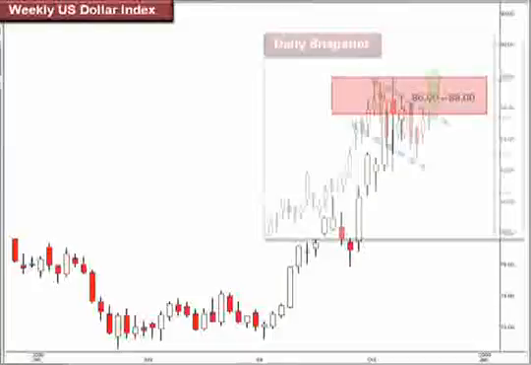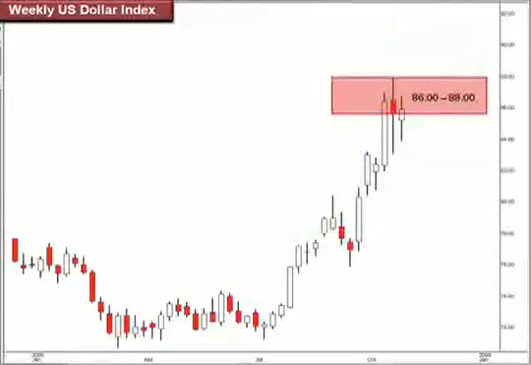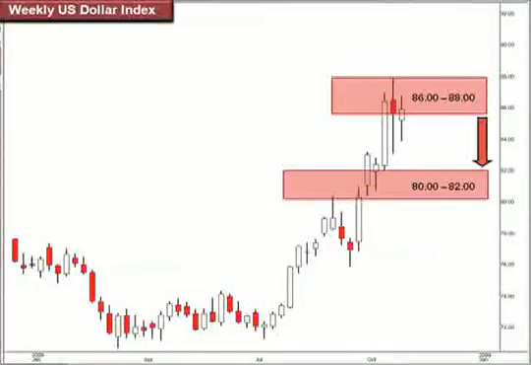When we actually look at a daily snapshot, it does appear as though a bull flag may be forming. Recognize that the 86 to 88 is still a key area of resistance. However, a break above this area leaves the window open for us to test that 90 to 92 focal zone that we've been talking about for the last several weeks. Any rejection in this area is likely to meet with support down in that 80 to 82 focal zone.